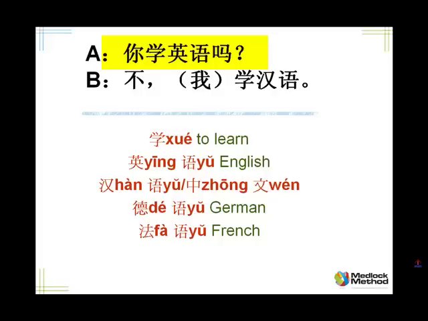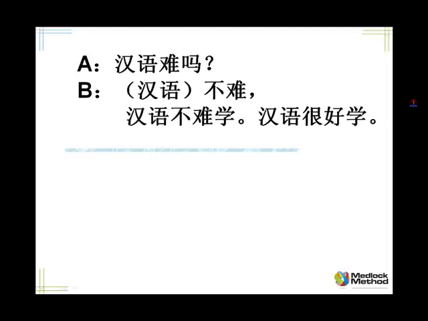你学英语吗？ 不，学汉语。 Okay, here we know who you're talking about, so you don't need to say it again. That's right. Okay. Next dialogue.